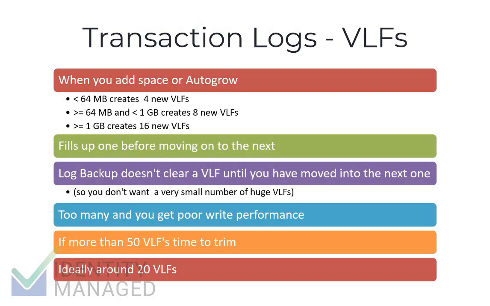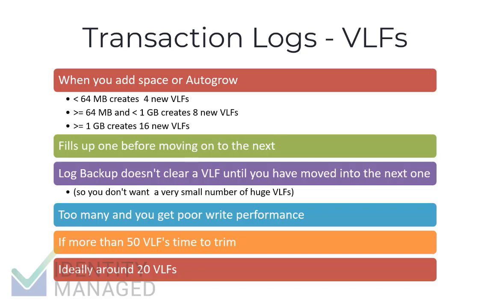Okay, something else about transaction logs that affects your performance is VLFs, or virtual log files. Whenever you add space or the log file auto grows, it's going to create new virtual log files. So the transaction log is divided into these virtual log files. Ideally, you want to have around 20 virtual log files for best performance. If you have too many, you get poor write performance. So you want to have between 20 and 50, but the ideal is around 20.